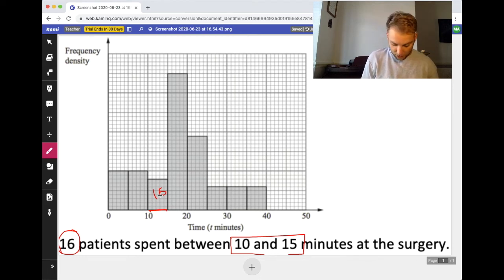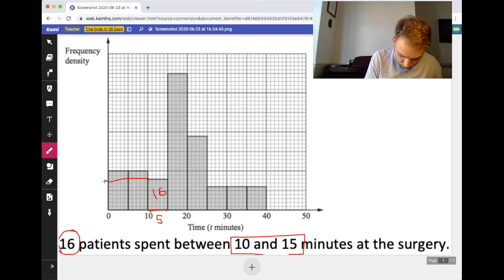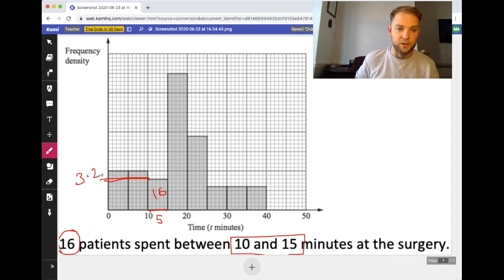And I can do that because I know that the width is equal to 5, and I know that the area is equal to 16. So if I want to work out that height on the side, it's going to be the area, which is 16, divided by the width, which is 5. Now what that tells me is that the height of this is equal to 3.2. So if I go across there like so, that there is 3.2. I know that that line straight across there is 3.2.